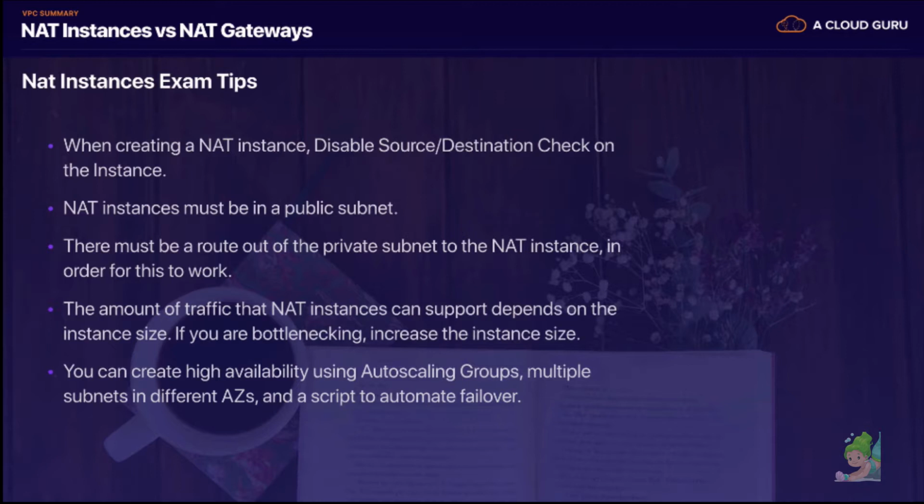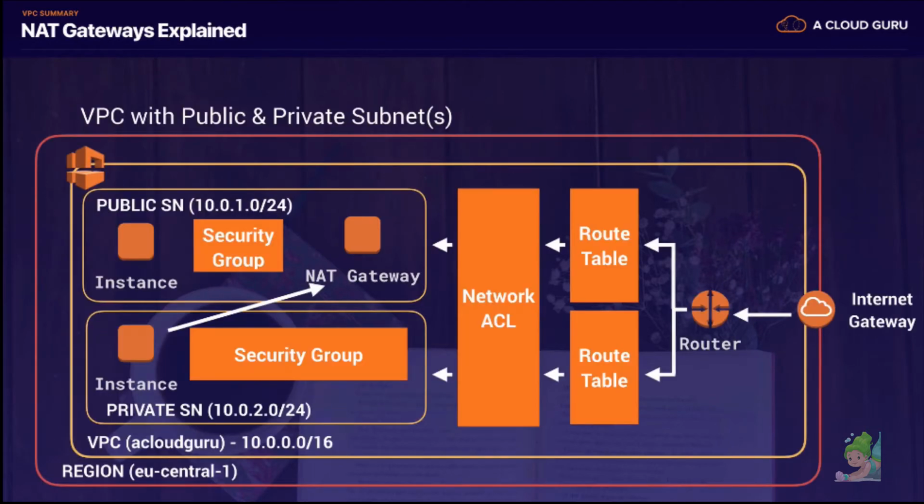And you can create high availability using auto-scaling groups, multiple subnets in different availability zones, and then a script to automate failover. And NAT instances are always behind a security group. To be honest, you don't really want to use NAT instances in the real world. You pretty much always want to use a NAT gateway.